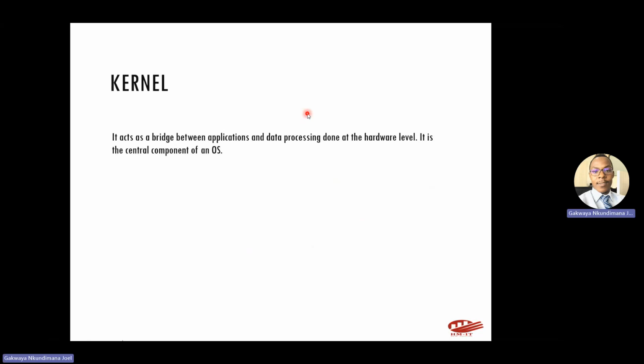So a kernel is a bridge between application and data processing done at the hardware level. It's a bridge between application and the processing. Here it's mentioning that it is a central component of the OS. It's going to bridge the hardware and also the data processing application, which may reside in your computer.